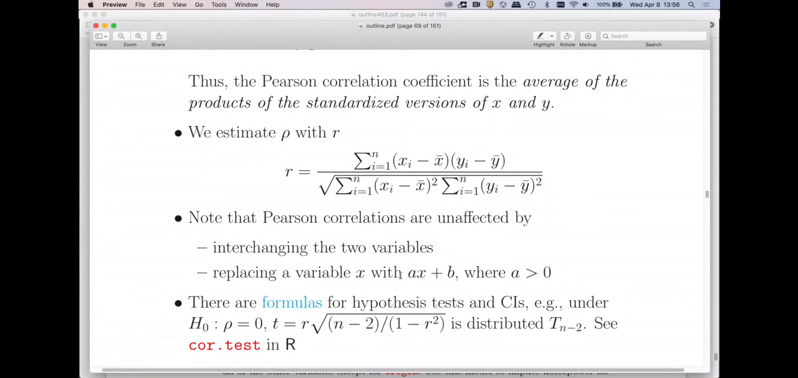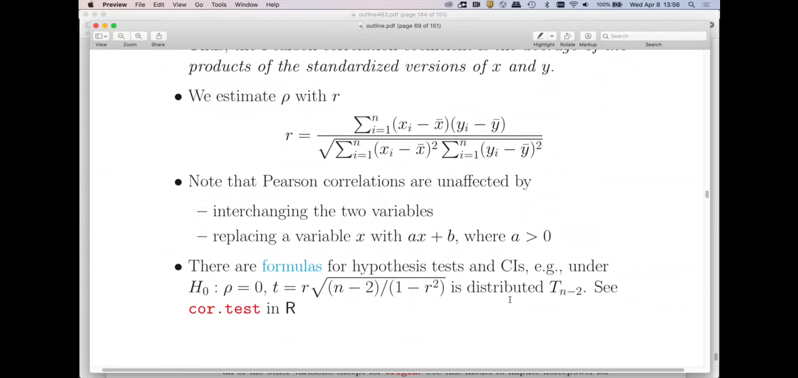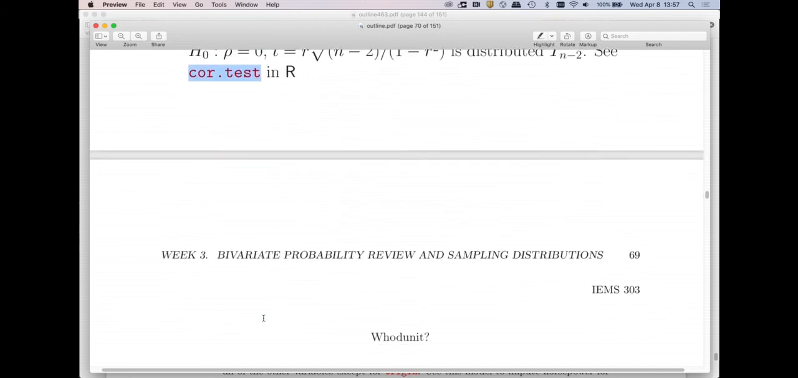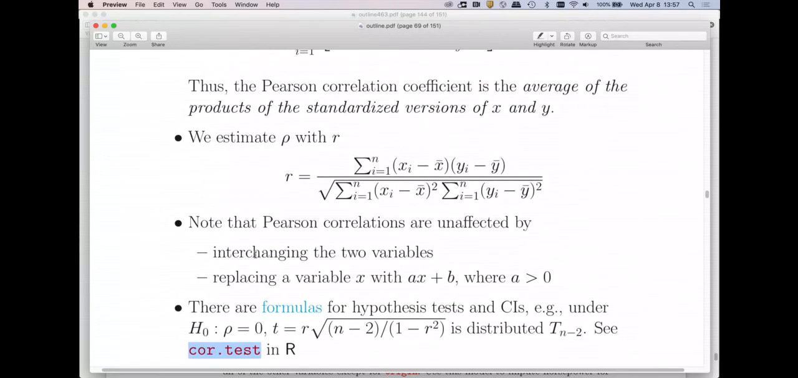I am going to mention something from the future. We're going to talk about confidence intervals and hypothesis tests in this class later. I'll just mention that there is a function in R, cor.test, which will allow you to do hypothesis tests and also produce confidence intervals when we get there. All right, so that's it for my unit on interpreting correlation coefficients.